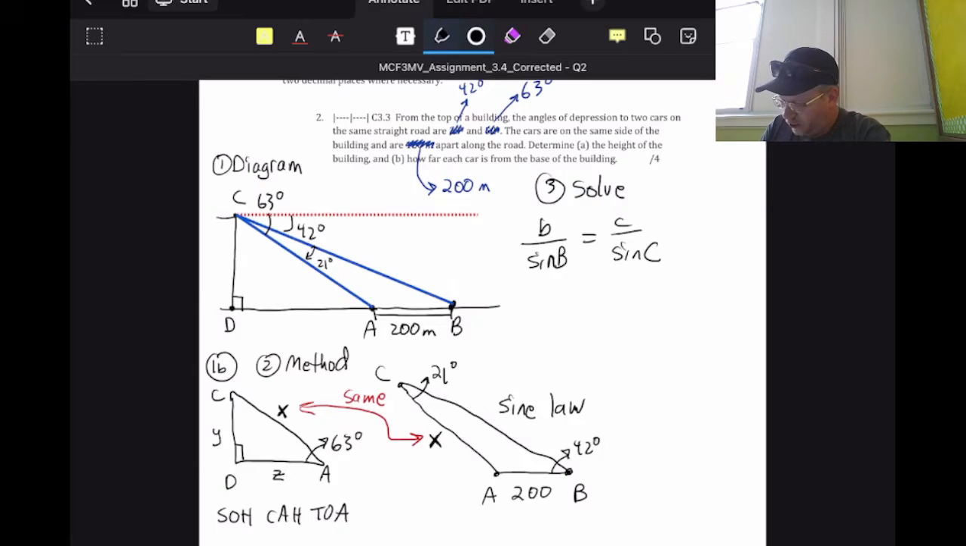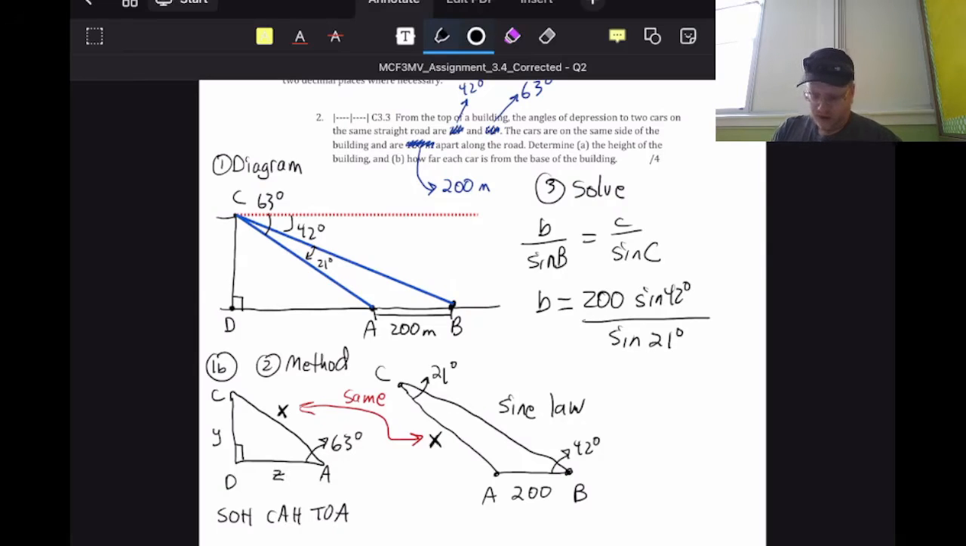I'm not going to show all my work because I'm going to run out of room here. But basically, B is going to equal side C, which is 200, times sine B, which is 42 degrees, over sine C, which is 21 degrees. And let's calculate real quick. 200 sine 42 over sine 21 is, and hopefully this goes well. I did not try this ahead of time. I have an answer key for the original version of the question. I have not actually worked out this new version yet.